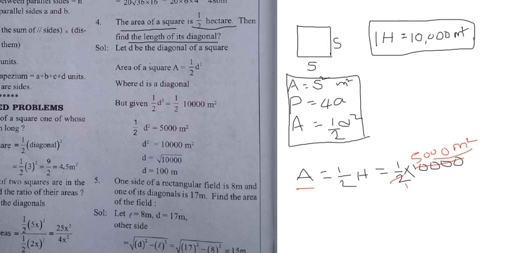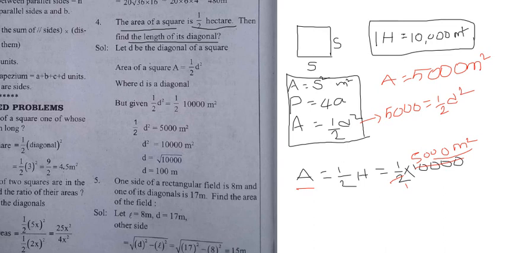Now I know that my area is equal to how much, guys? 5,000 meter squares. But they are not asking for the area, they are asking for the diagonal. If you know the area, that is 5,000, and they are asking for the diagonal, the area-diagonal relation is half into d squared. I have to find the diagonal.